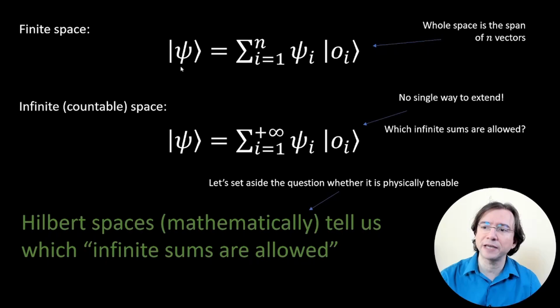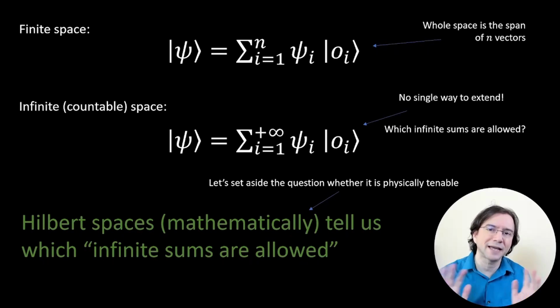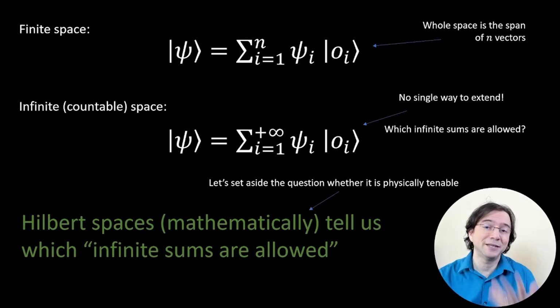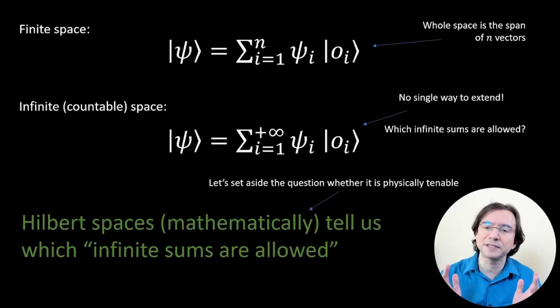Now, the idea is that we want to take this and generalize to the infinite dimensional case. Essentially, we want n to go to infinity. The issue is that there is no single way to do it. We have to establish a criterion that tells us which infinite sums are allowed and which ones are not allowed. And so Hilbert spaces solve that problem in the sense that it gives us a mathematical condition, and we'll set aside the question of whether that mathematical condition is actually physically meaningful or not, but at least it gives us a mathematical condition that tells us which type of infinite sums are allowed, which ones converge in the Hilbert space.